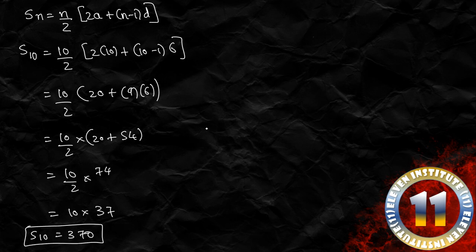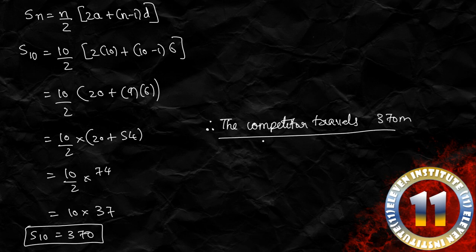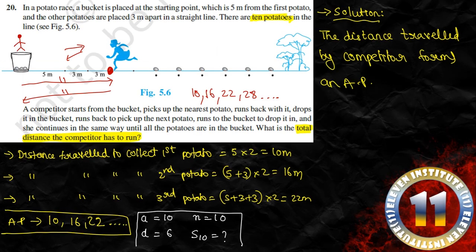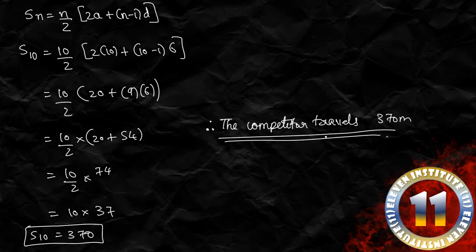So we can write over here, therefore, the competitor travels 370 meters. I hope this is very much clear to you. Please first write this much. When you finish this, then and only then write this. Please pause the video and write this down in your CW. Alright, I hope you have written this.